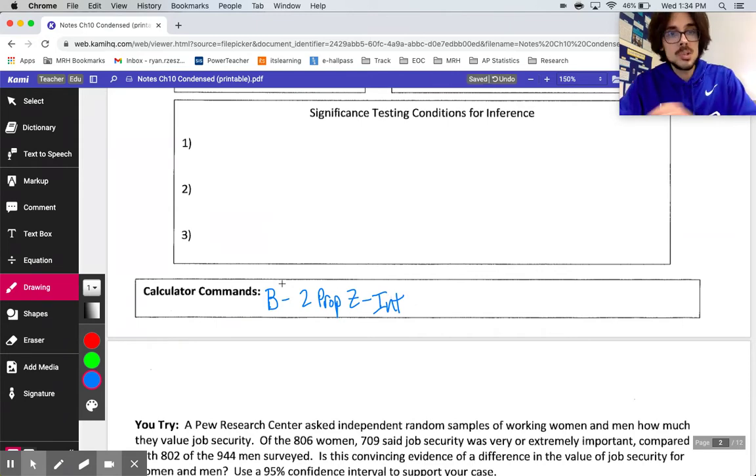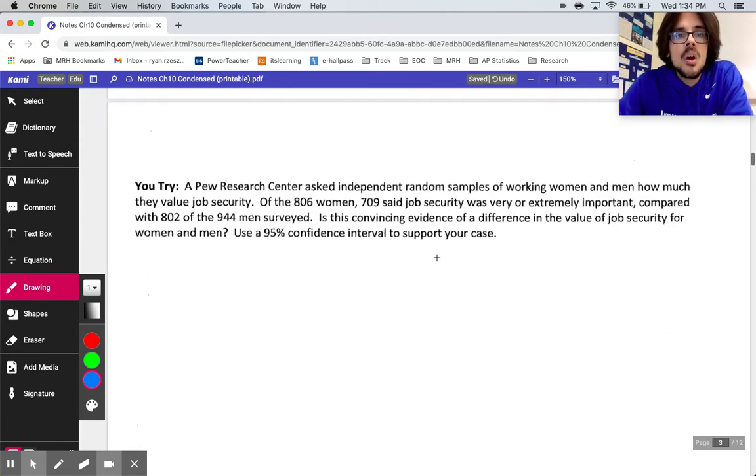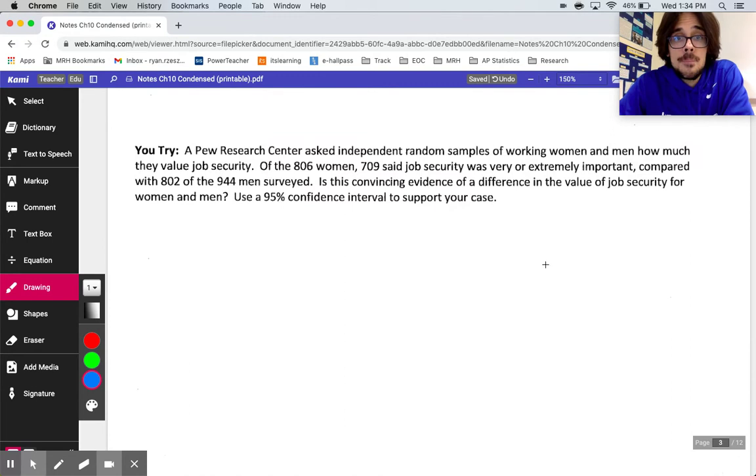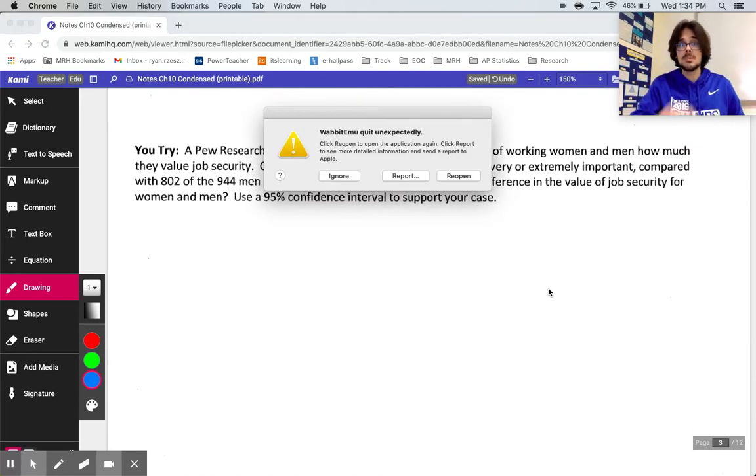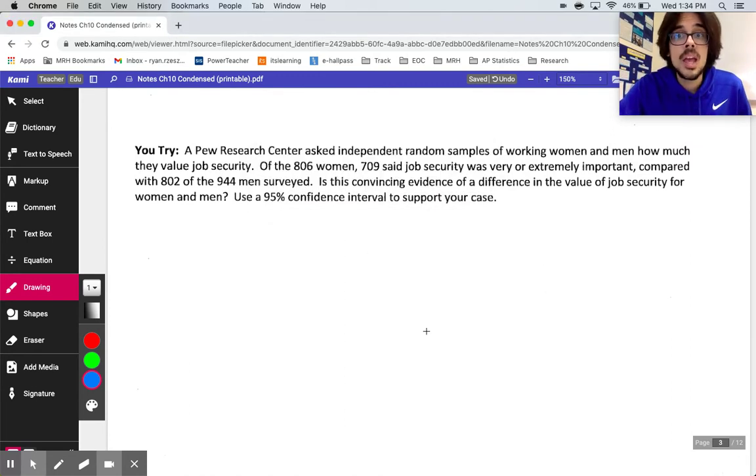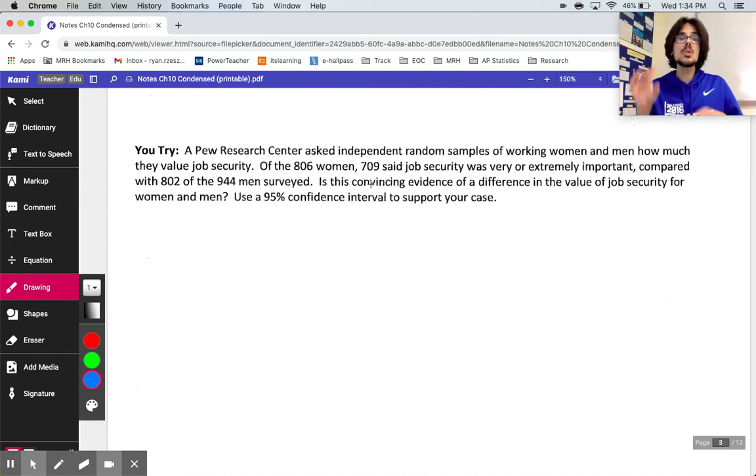So let's look at our big example problem here. We're looking at a survey, and we have independent random samples of men and women here, and we're looking at how much they value job security. So they looked at a random sample of 806 women, and then they looked at a random sample of 944 men. And they looked at the percent of women and the percent of men who said that yes, job security is very or extremely important.